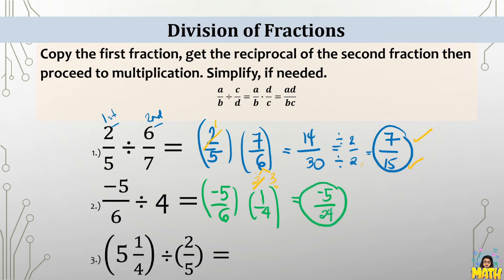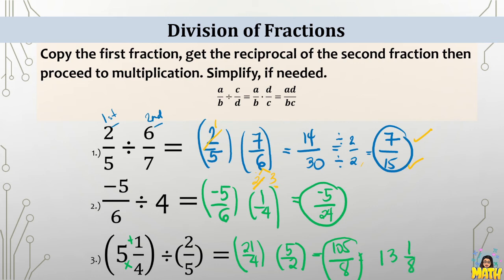And number 3, 5 and 1/4 divided by 2/5. Again, we have a mixed number, so we change it first into an improper fraction. 4 times 5, 20 plus 1. That's 21 over 4. We copy that times the reciprocal of the second fraction. The reciprocal of 2/5 is 5 over 2. And then proceed to the rule of multiplication. So here, we'll have 105 over 8. So they don't have a common factor, but we can rewrite it as mixed number equal to 13 and 1/8.